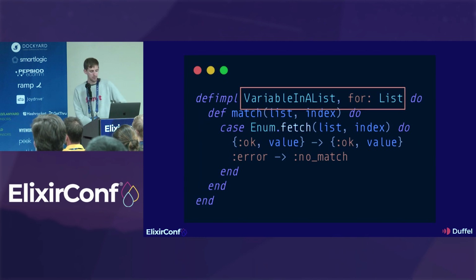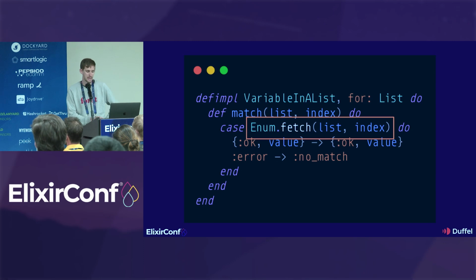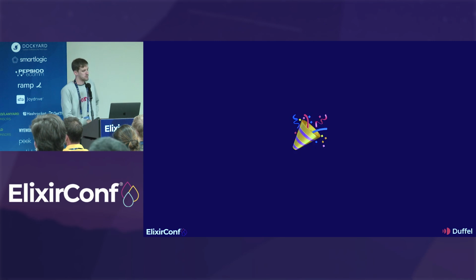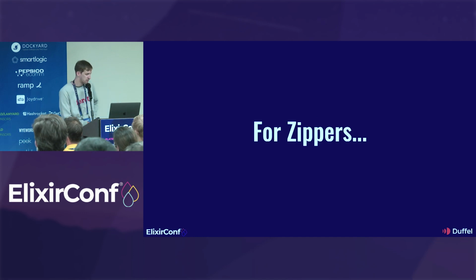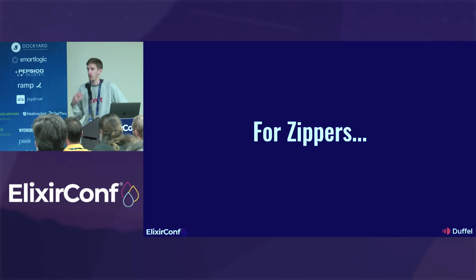Cool. So if we actually implement this for a list, all we'll do is fetch from the list the thing at that index, and if it is there, return it, and if there's nothing there, then it's not a match. Okay. Cool. So a bit mental, but it does do what we wanted. And to demonstrate that, let's try and implement a new pattern.